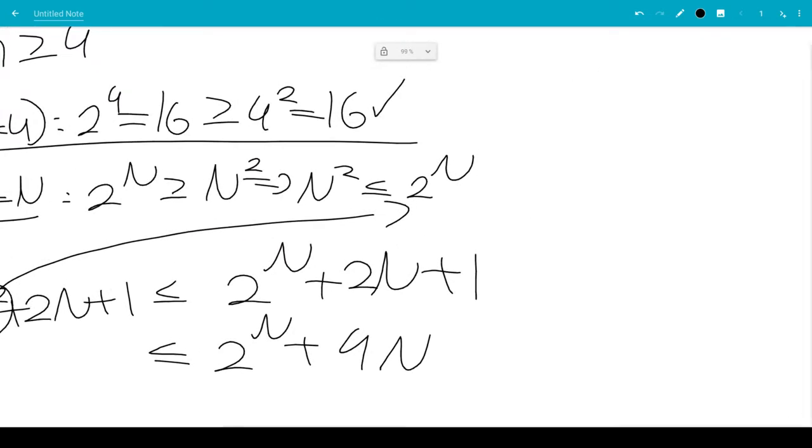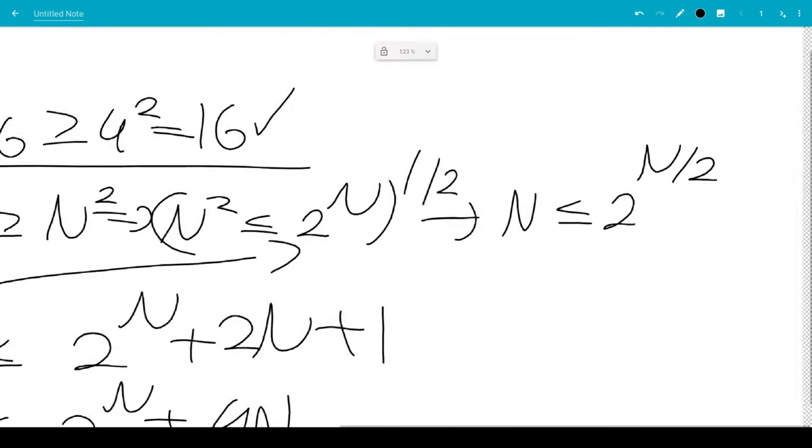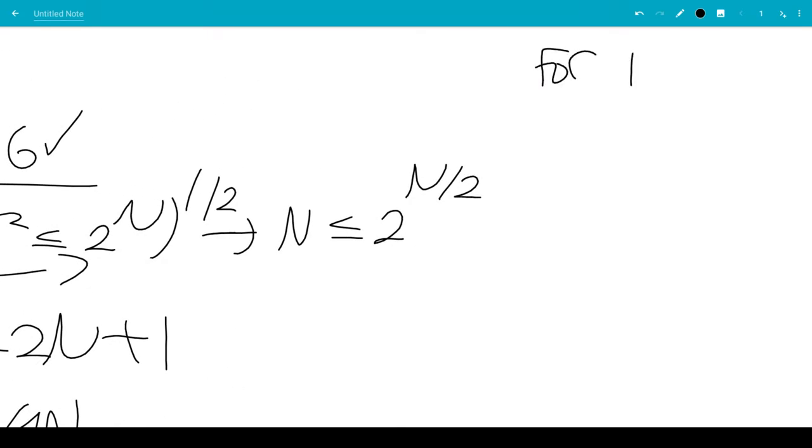And here we can raise both sides to the 1/2, giving us n less than or equal to 2 to the n over 2. And for n greater than or equal to 4, n over 2 is less than or equal to n minus 2.